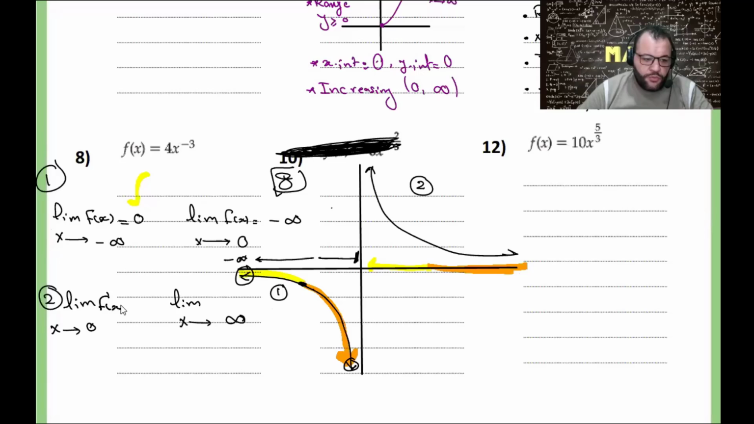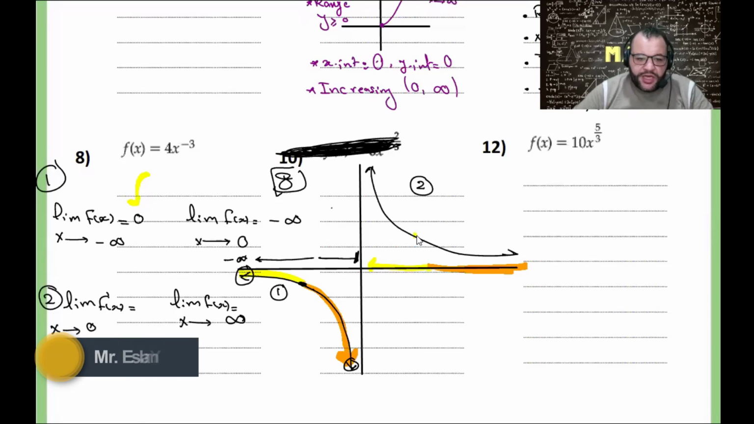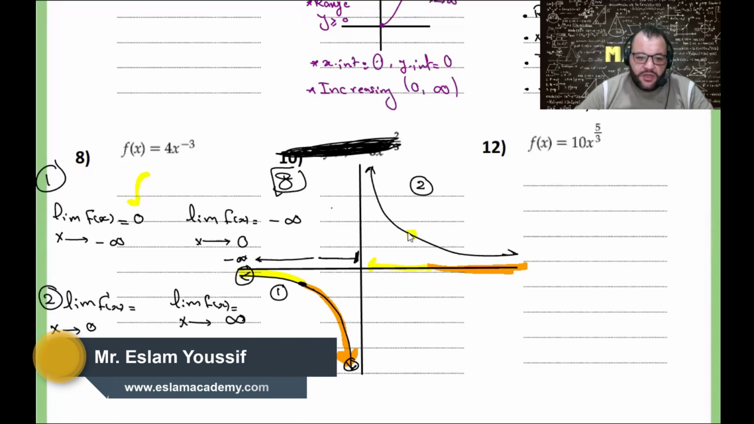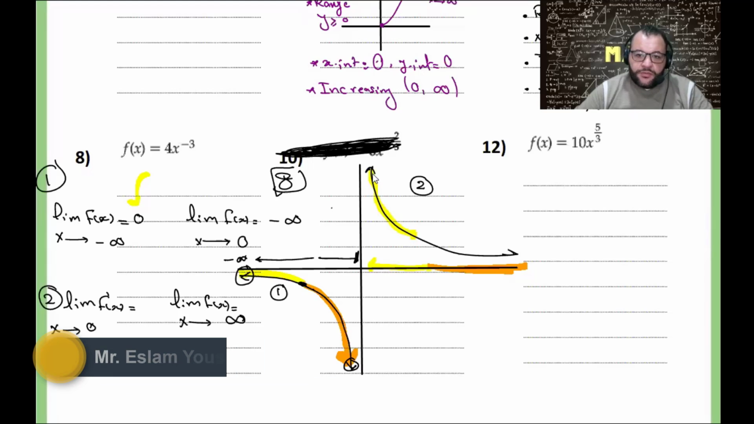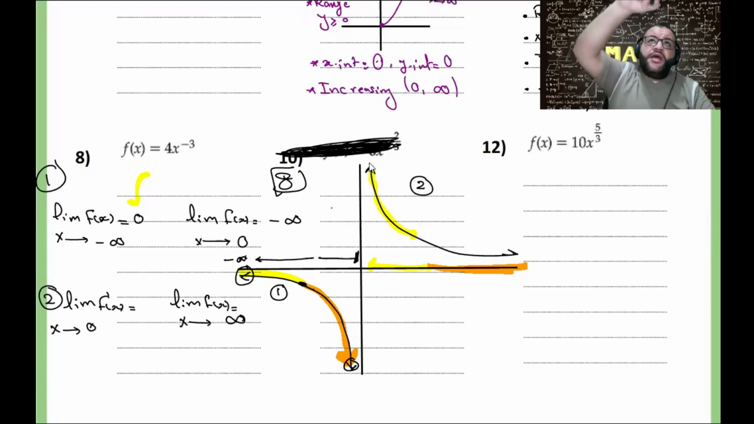Now I'm going to the part of the function f of x. Choose any point on the graph. You are going to the left. If you are going to the left, where are you going, up or down? Up, to infinity. Is there any limit of going up? No, there is no limit. It means you are going to infinity.